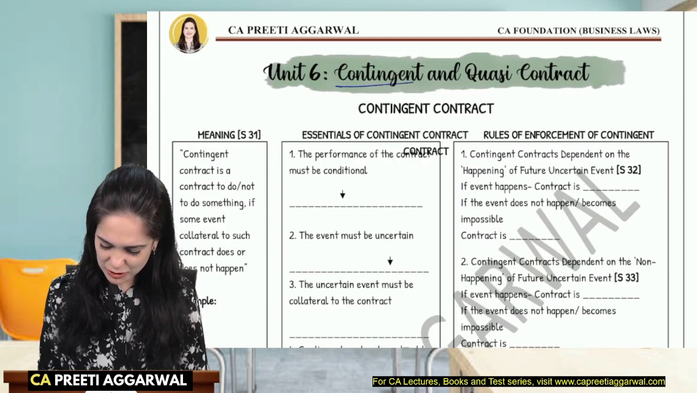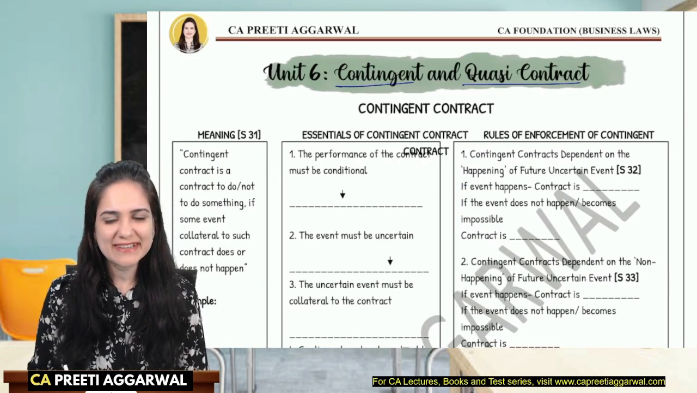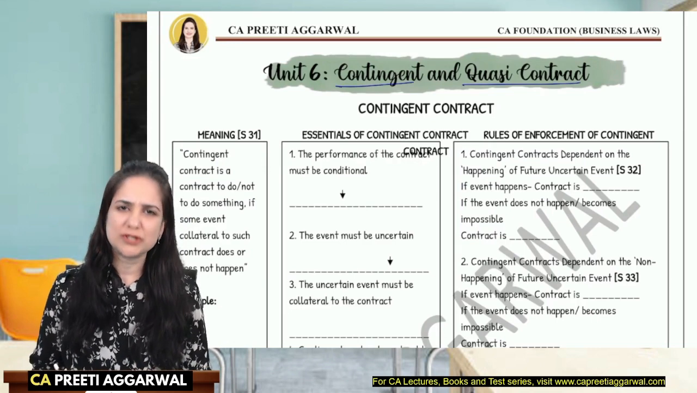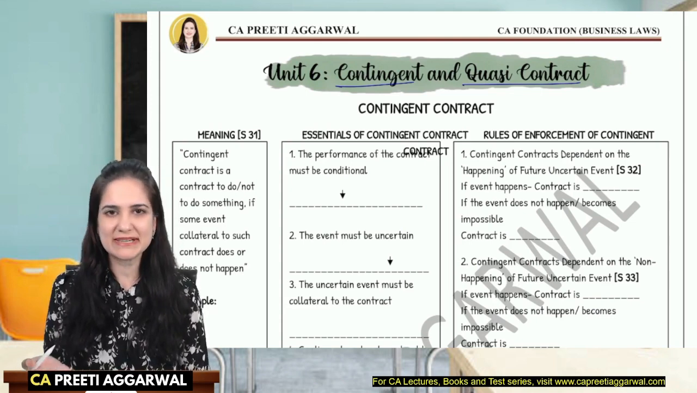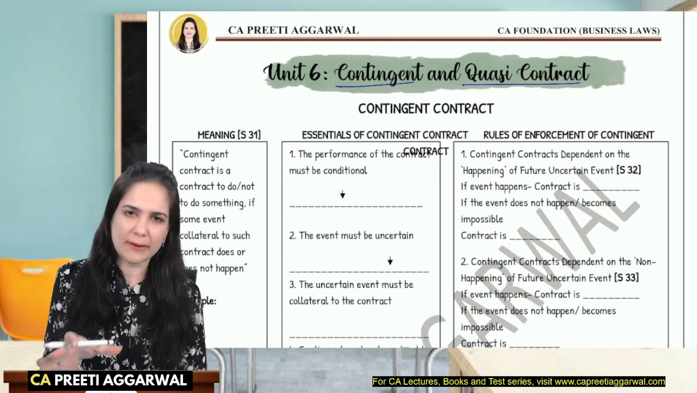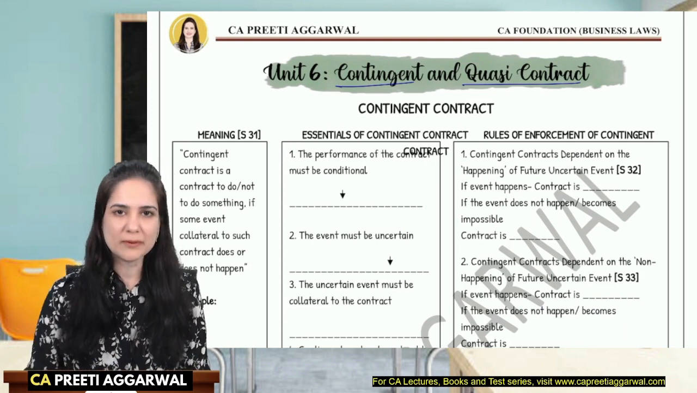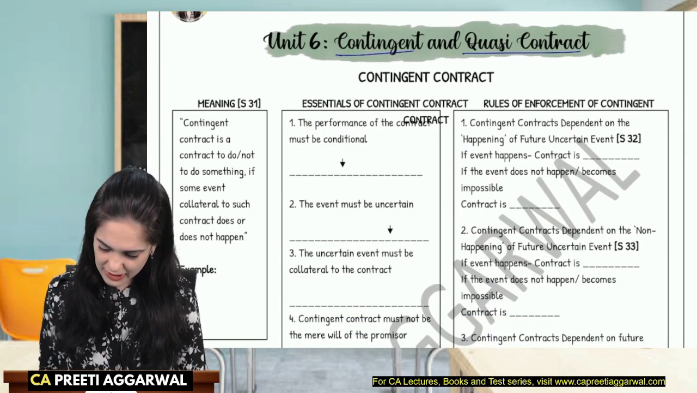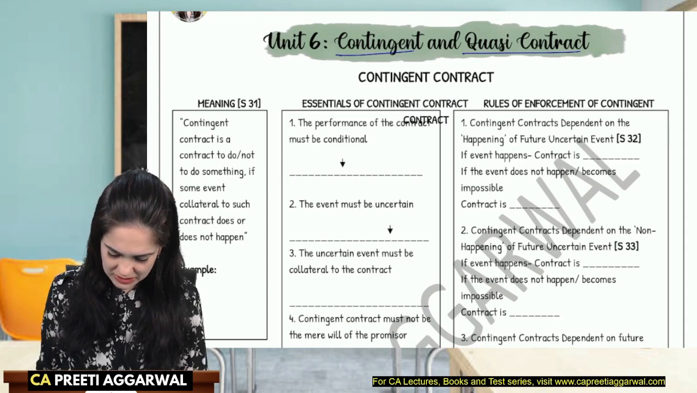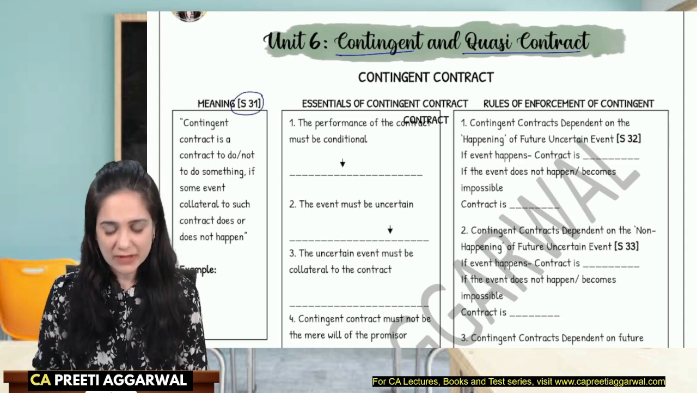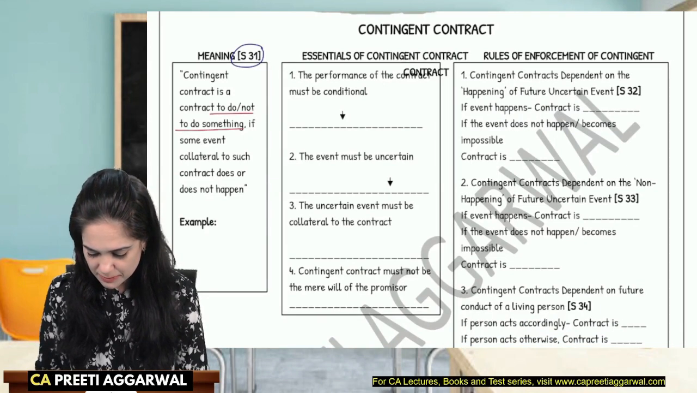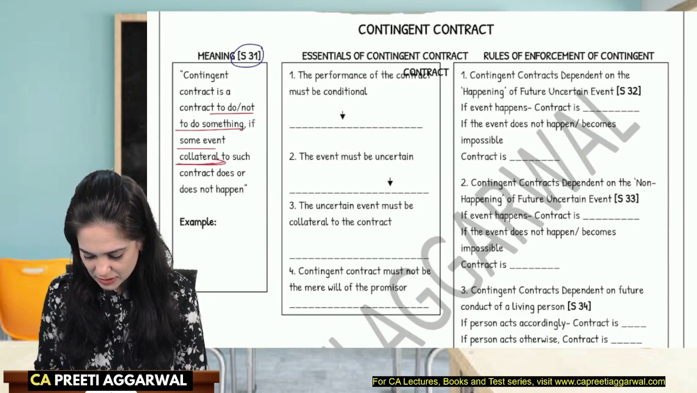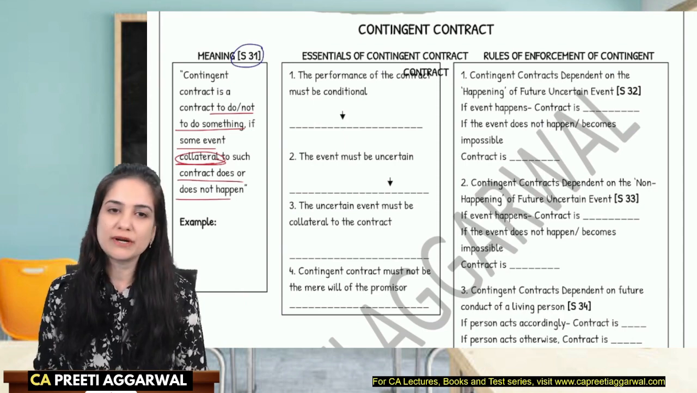Going back to contingent and quasi contract. Yes, so what is the meaning of a contingent contract? You must have studied contingent liability or contingent asset in accounts. It may or may not happen. Yes, you may or may not have to pay. So a contingent contract is a contract to do or not to do something. This is explained under section 31. It's the definition. You need to memorize it. To do or not to do something if some event collateral to such contract does or does not happen.